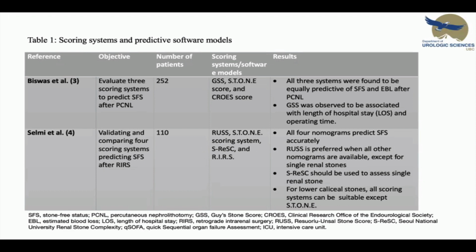Selmi and his group evaluated the four nomograms used in ureteroscopy, and the same finding, all predict stone-free status, but they concluded that if you have all the systems available, RUS is recommended, except for single renal stone. The S-risk should be used to assess single renal stones, and for lower calyceal stone, all scoring systems can be suitable except stone.